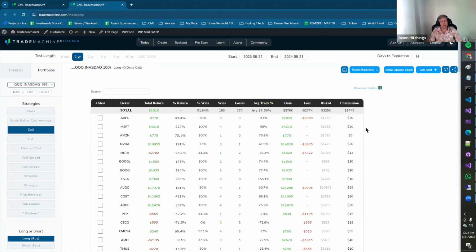40 delta. And mathematically, when you have something that's a 40 delta, it means that you have a 40% chance of winning. So what the options market is saying is you have a 40% chance of winning, but the strategy is resulting in a 51% or 52% chance of winning, like that's pretty solid. Obviously, it's been a good market the last year.